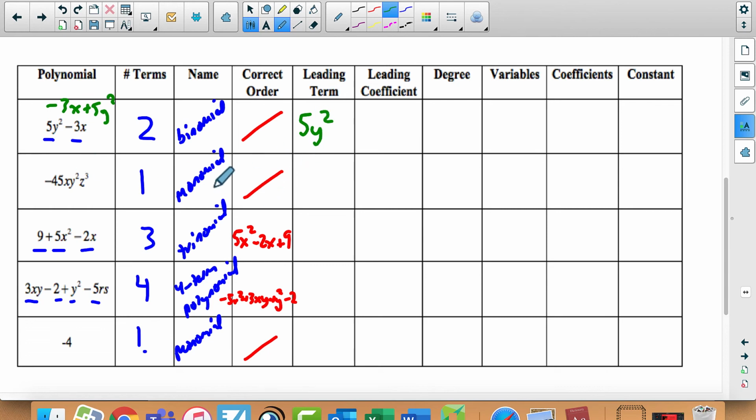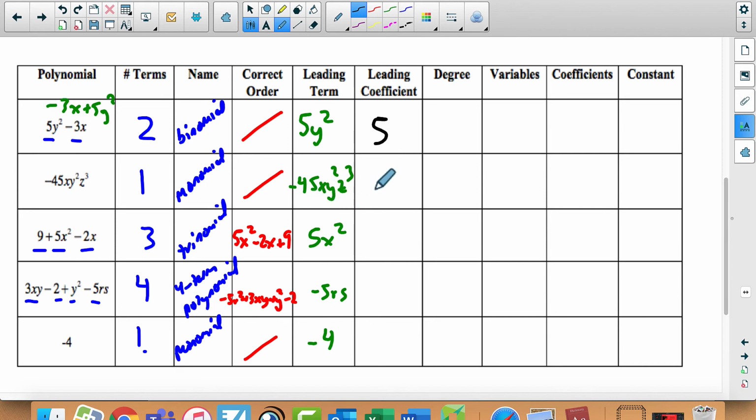Okay, this one leading term, well, there only is one term, so it has to be negative 45xy squared z cubed. This one, the leading term, once we have an order, it's easy. You just pick it out there. It's 5x squared. Leading term of this one, just pick it out. We have negative 5rs. And leading term here, well, we only have one term. It's negative 4. Leading coefficient. What's the coefficient of leading term? 5. Or if you did this one, negative 3.